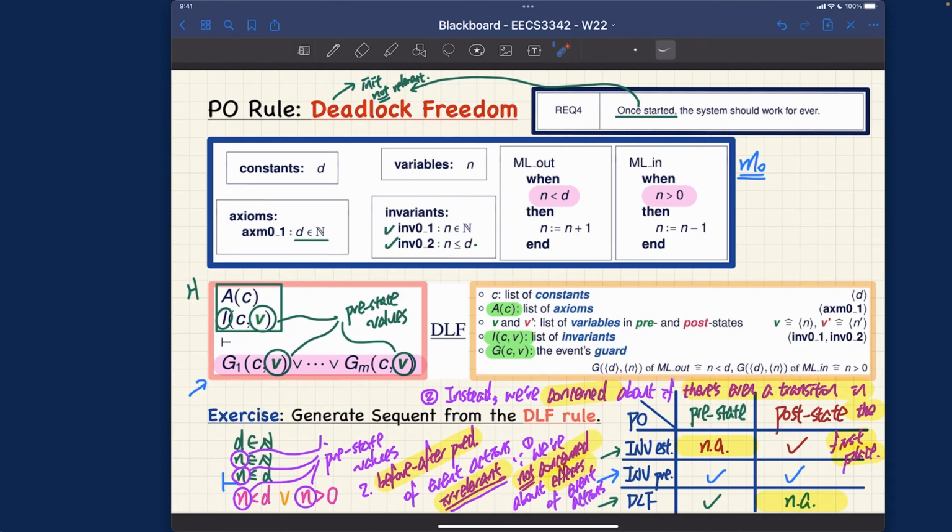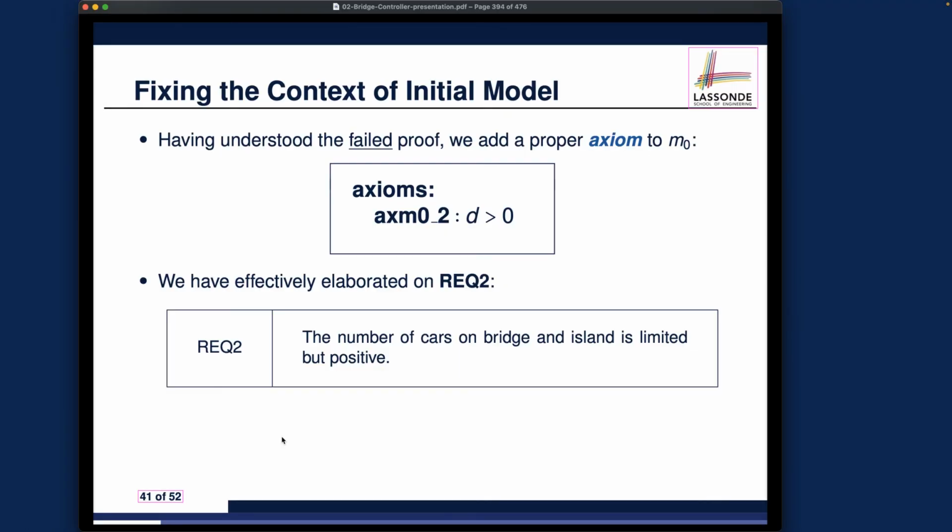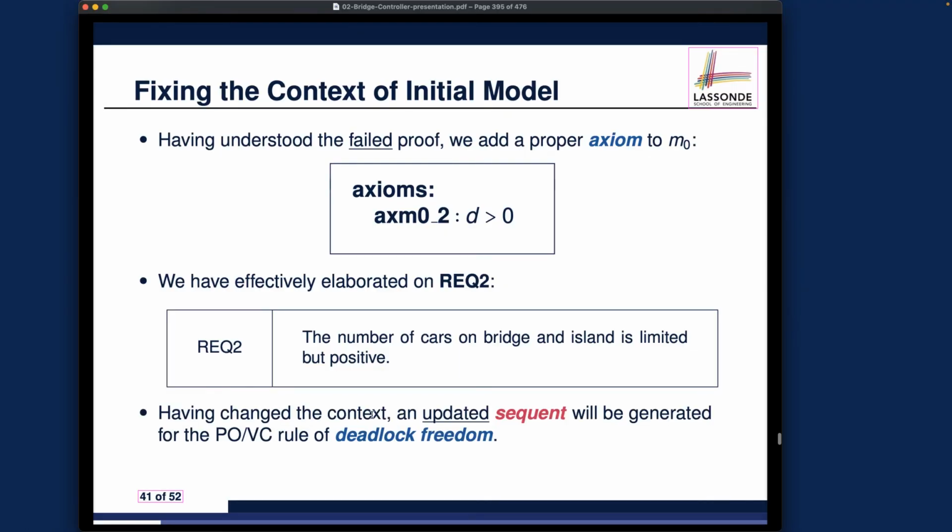If you look at the proof obligation rule over here, since now we have modified the axiom, we have to regenerate the sequence for proof obligation for the deadlock freedom, right? It's a very straightforward idea. Having changed the context, the static context specifically, we have to update the sequence that we want to prove. And the question is, is this new sequence now provable? Let's now find out, right?